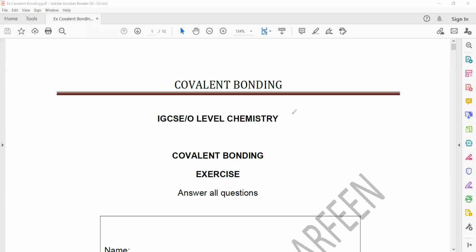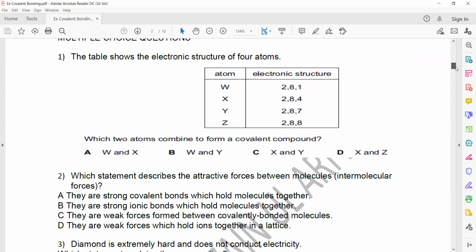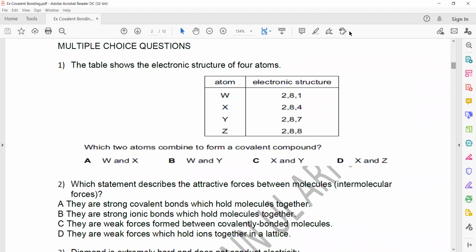So this is an exercise related to covalent bonding and structure. In the first one, the table shows the electronic structure of four atoms. Which two atoms combine to form a covalent bond? We know a covalent bond can form between non-metals. When two or more non-metals join together, this will result in the formation of a covalent bond.